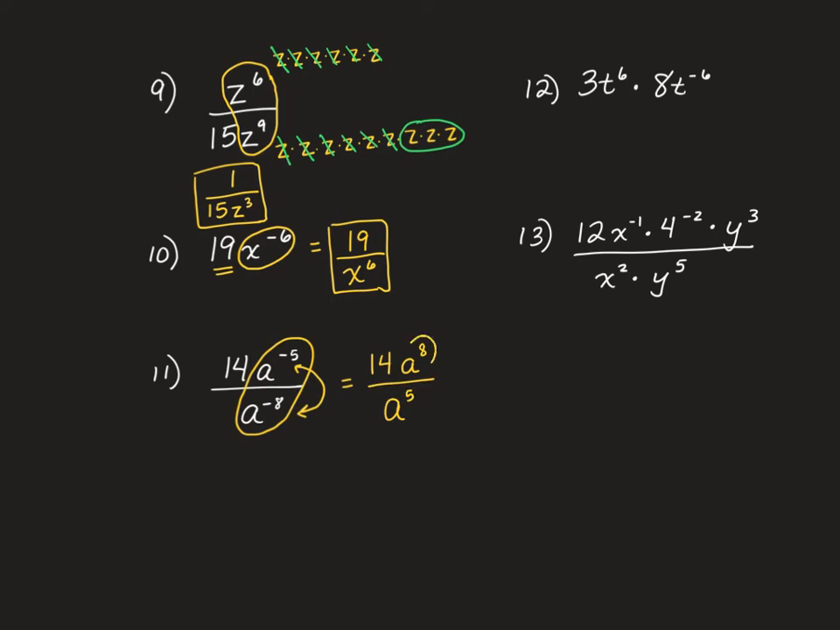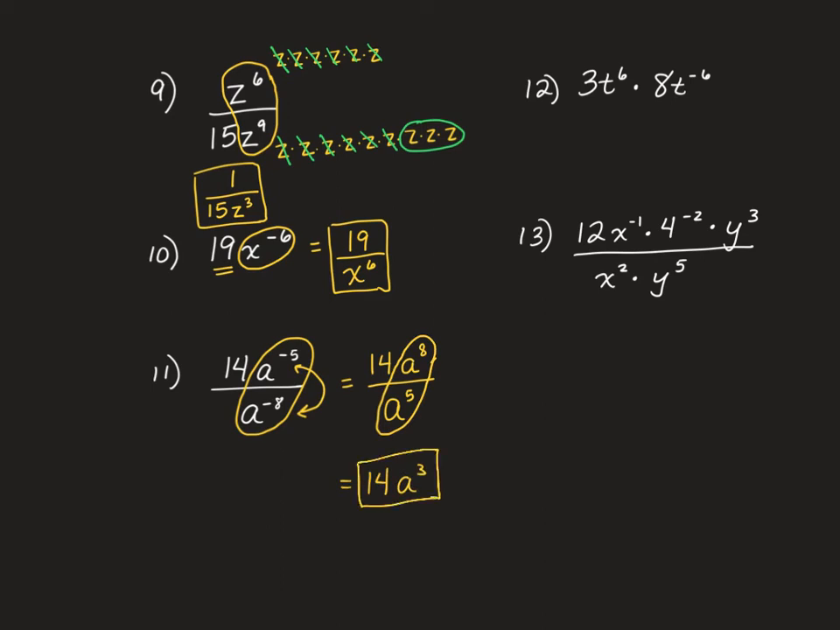So now we have a to the positive 8 over a to the positive 5. We need to subtract those. 8 minus 5 is 3. So my final answer would be 14, a to the power of 3.